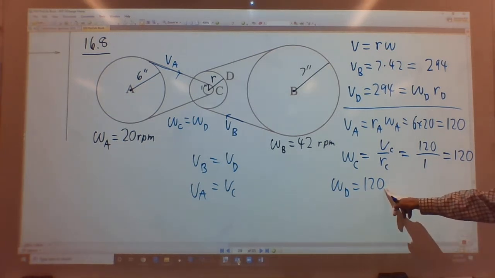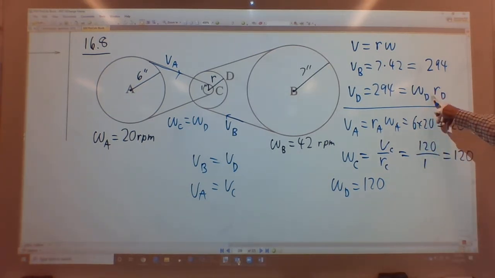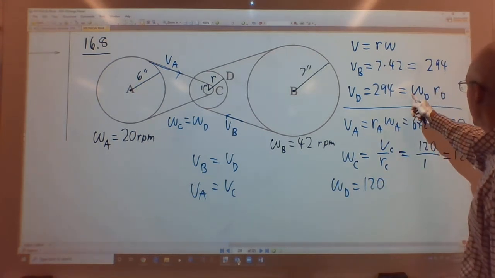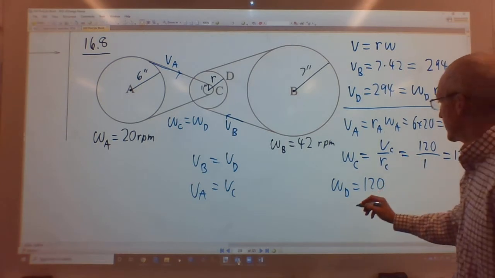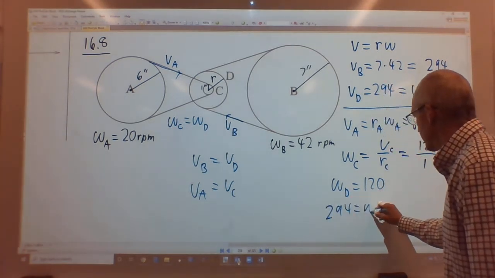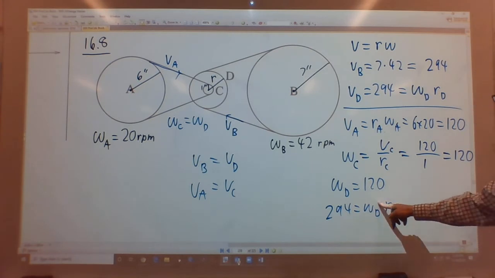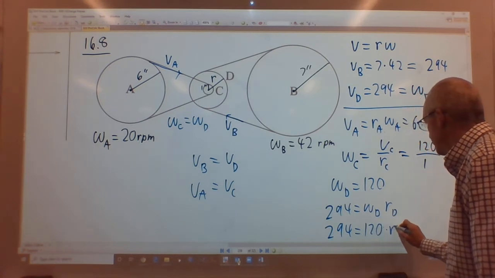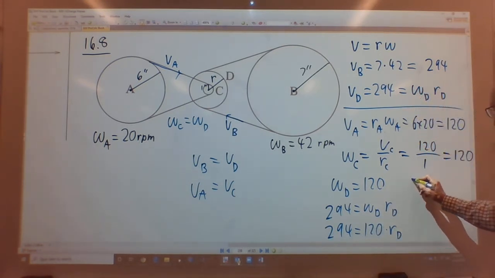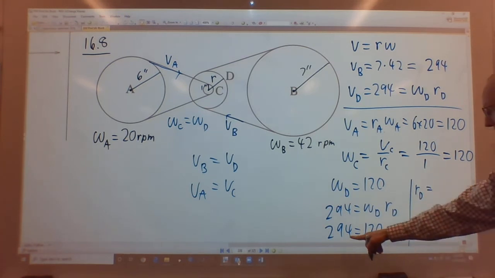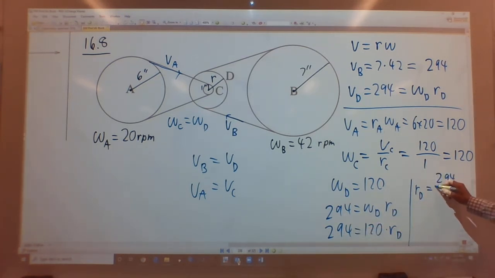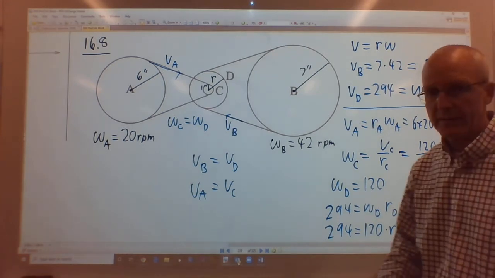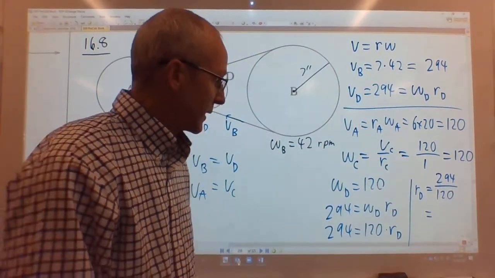Okay, so we know omega D is 120, and now we can use this formula to figure out the radius of D, because we have omega D RD is 294. So we're almost done here. So 294 equals omega D RD, but omega D is 120. So 294 equals 120 times the radius of D, and finally the radius of D is equal to what? 294 divided by 120. They didn't make it easy math for us. So what's that?